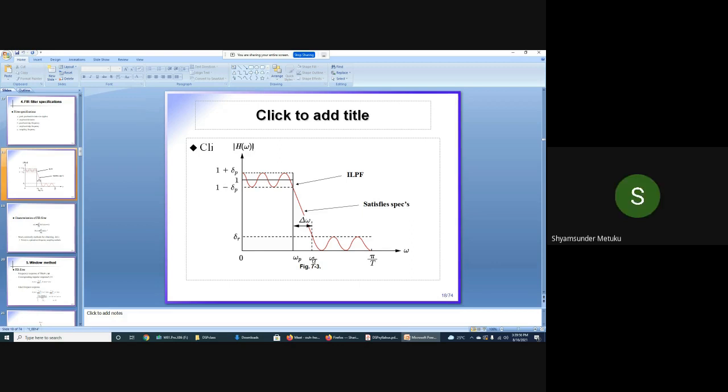Now, coming to the ideal case, omega p is the point. After omega p and before omega p, for the black color line, can you tell me what is the difference? I'm talking about the gain of the response before and after omega p, for the black color only. It is 1 before omega p. So before omega p it's 1 only, after omega p it's 0, right? It is a sudden change, 1 to 0.